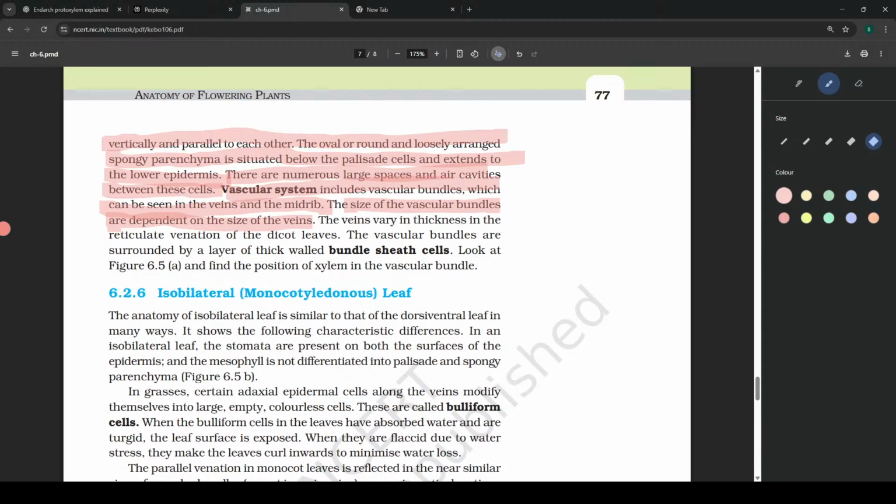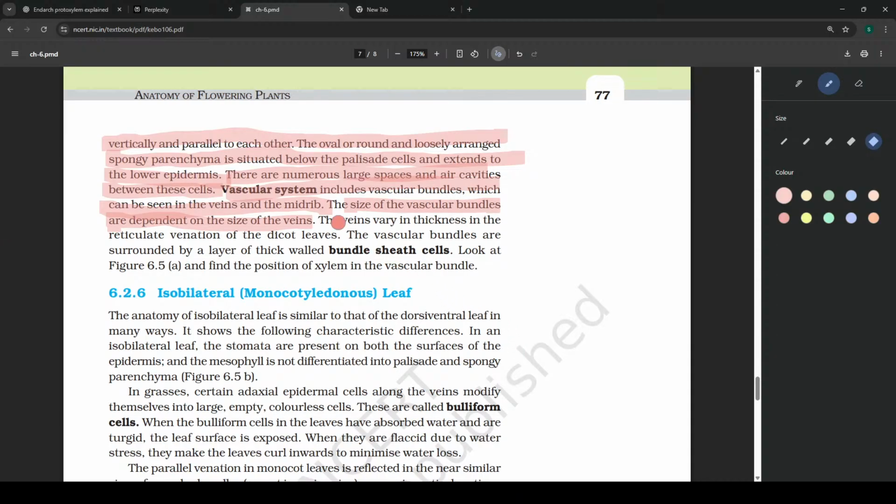The first function, to transport minerals and water, is the reason it contains vascular bundles. The size of the vascular bundles depends on the size of the veins. The more the number of veins, the more the number of veinlets, and the larger the radius of the veins and veinlets, the larger the size of the vascular bundles.